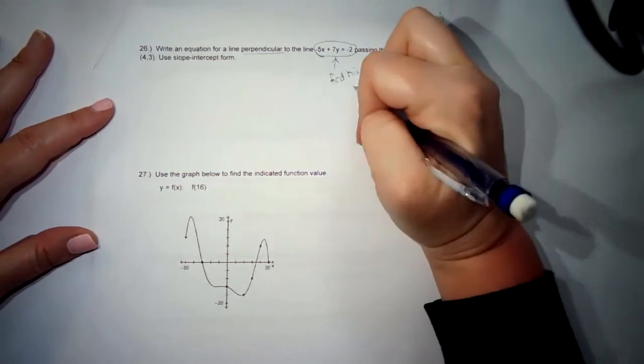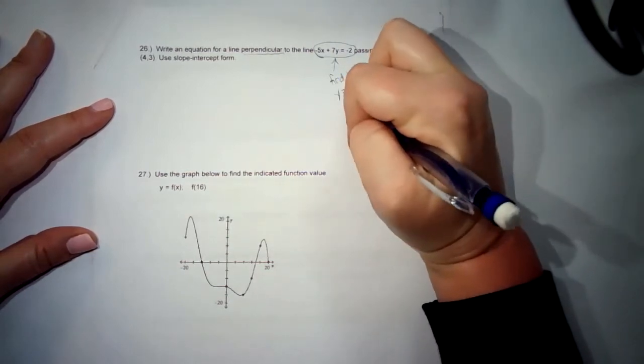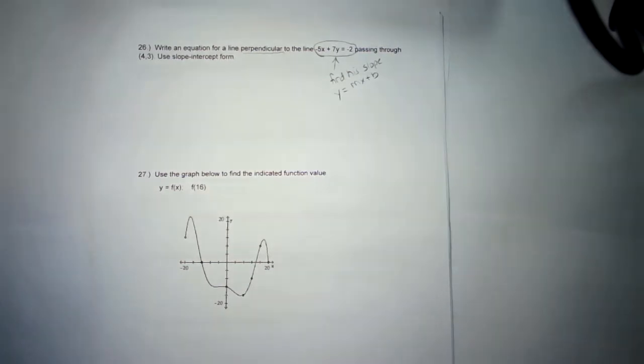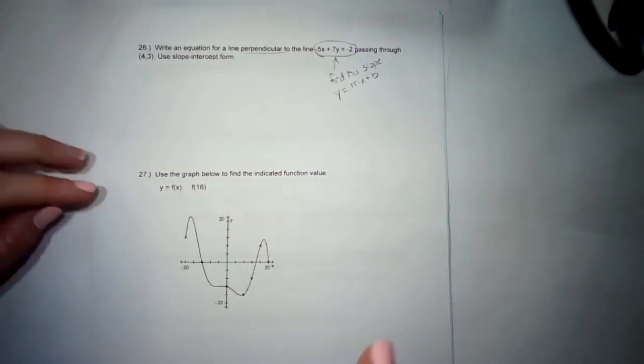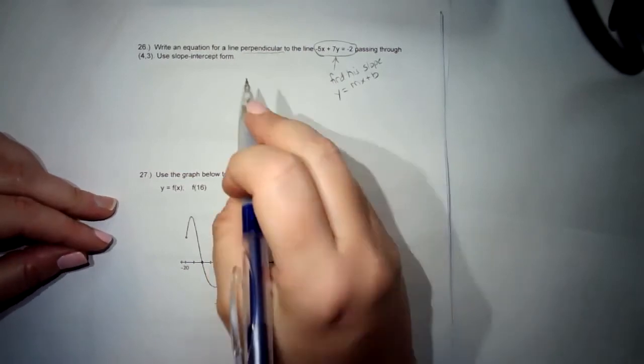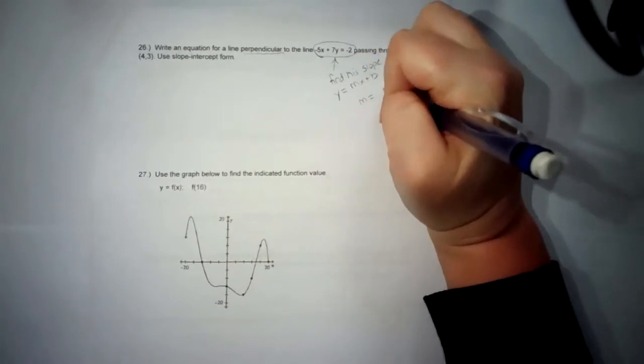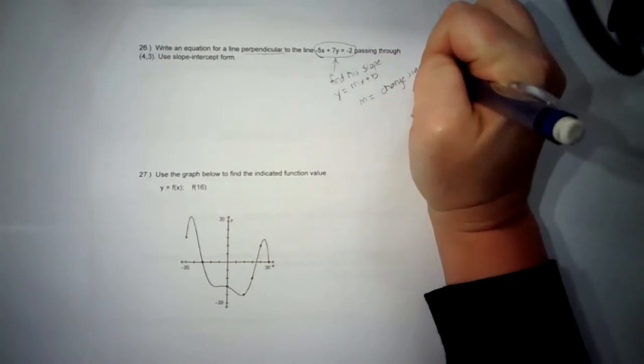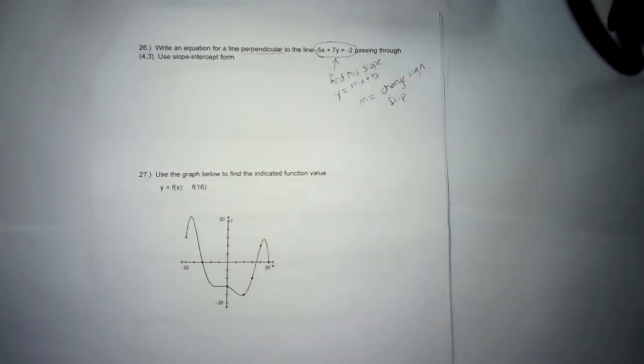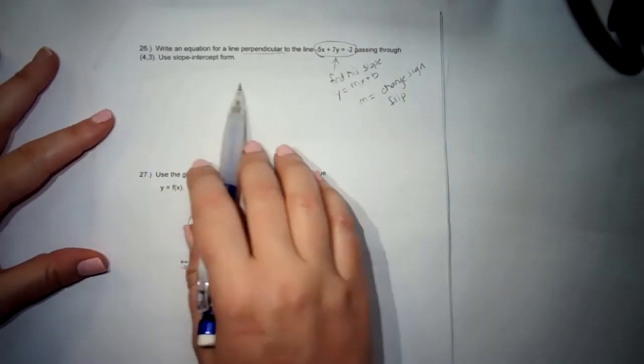No, the only way you can tell a slope is when it's in this form. So I have no idea what his slope is right now. I got to do some work. Then when I find his slope, what am I going to do to it to make it perpendicular? Opposite reciprocal. I'm going to change the sign and flip it. So if it's a 5, you're going to make it negative 1/5. Okay. So let's do that first and then we'll worry about the rest of this.